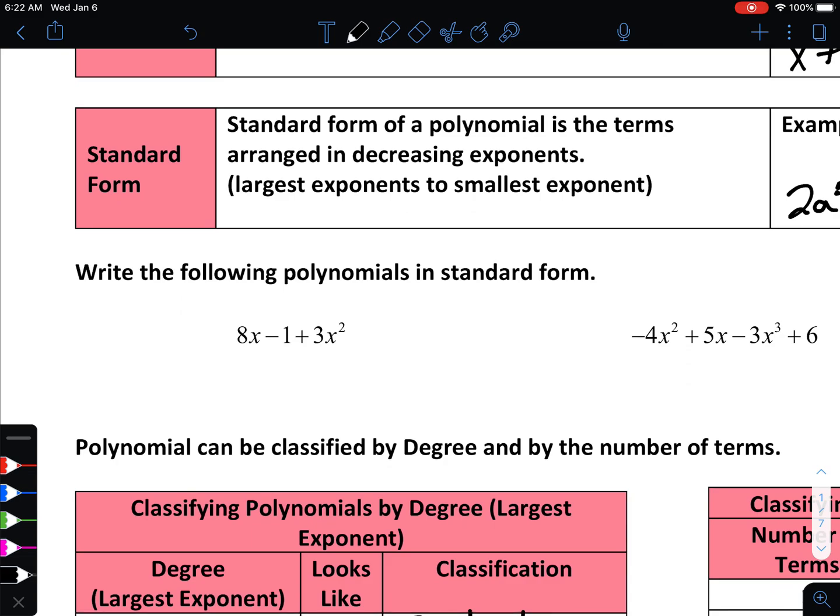For the next one, we've got 8x minus 1 plus 3x squared. So looking for highest exponent, obviously that's going to be this 2. So we're going to put this positive 3x squared term first. Since it's going first, we really don't need this plus sign in front, and we're done with that term. Next highest would be x to the power of 1, so that would be this term right here. Since it doesn't have a sign in front, it's positive 8, so plus 8x would go next. And finally, this minus 1 would go last.